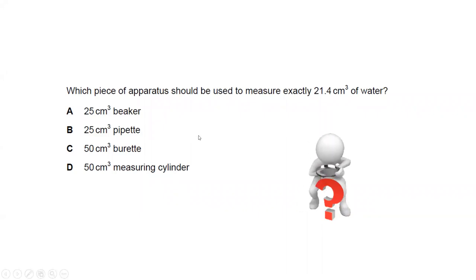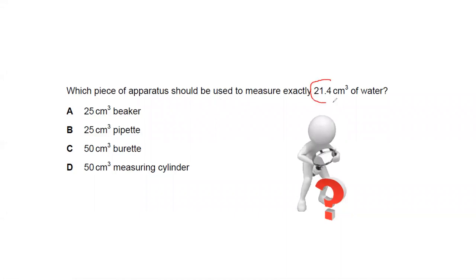The correct answer for this question is C, a burette. Why a burette? You can clearly see what we want to measure. We want to measure 21.4. And I told you that a burette is accurate to 0.1 cm cube. Maximum it can measure 50, but the smallest value is like 0.1, 0.2, 0.3, 0.4 and so on. So it is the most accurate apparatus in terms of volume. So 0.1 cm cube can be measured accurately by using a burette.